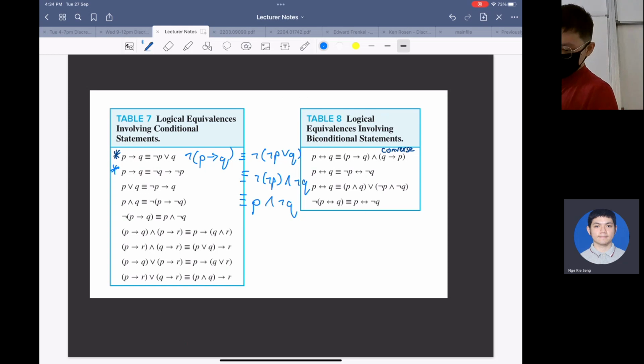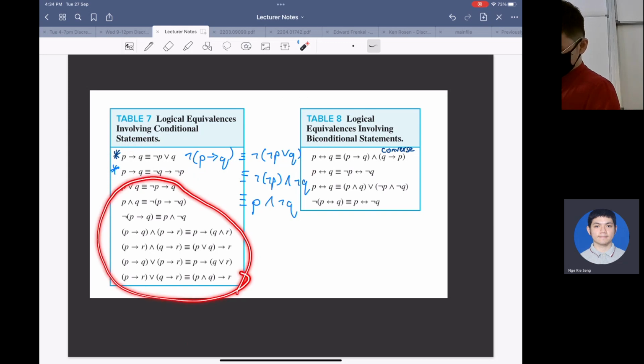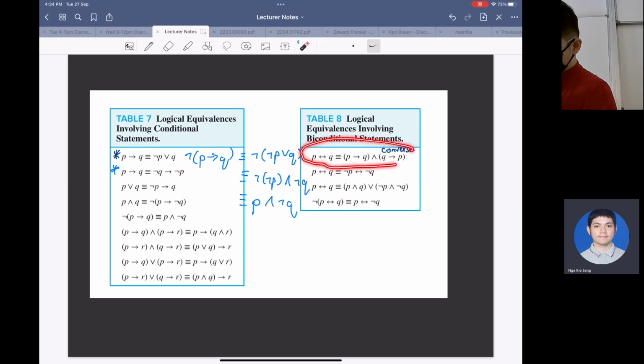And then the others are all derived from these two. The others should be able to be derived from these two. So go back and try. Maybe I will put some into the tutorial. Also this one is very interesting. I said it last time: P if and only if Q is actually the combination of these two. So now you can show it rigorously using this method.